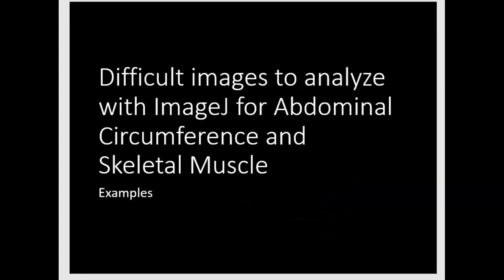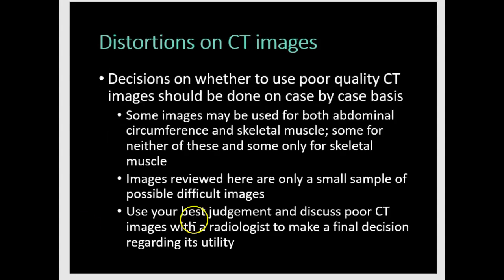Okay, so now let's talk about some difficult images and what to do, and how to analyze them if you can. So decisions on whether to use poor quality CT images should be made on a case-by-case basis. Some images may be used for both abdominal circumference and skeletal muscle, some for neither, unfortunately, some only for skeletal muscle. Images reviewed here are only a small sample of some possible difficult images that we have encountered. Use your best judgment and discuss poor CT images with a radiologist or with someone who has a little bit more experience to make a final decision regarding its utility, whether or not you should use it.